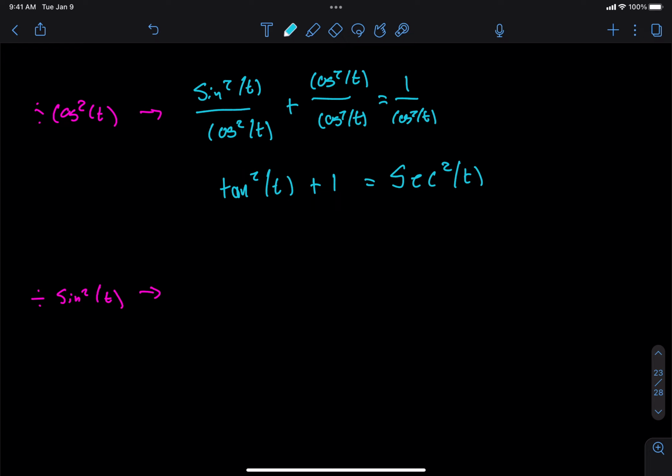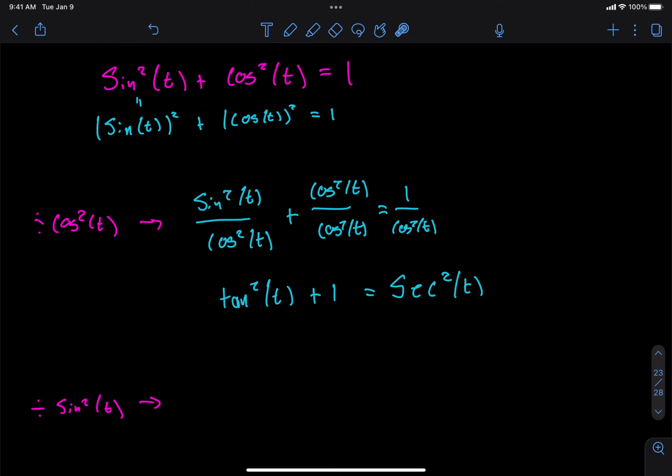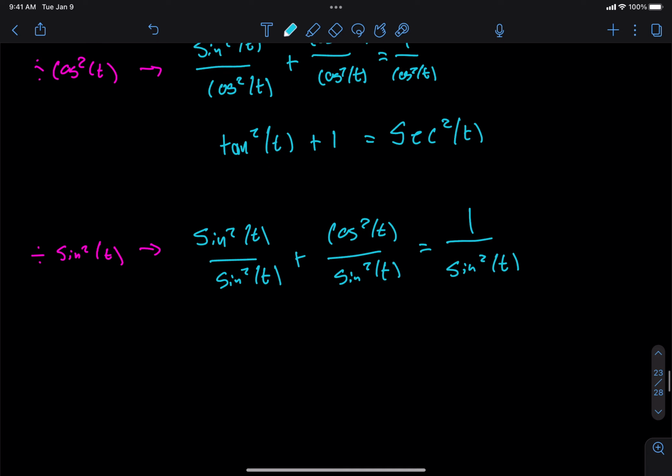So next up, I take this one and I divide by sine squared this time. If I do that, then I will get sine squared of t divided by sine squared of t plus cosine squared of t divided by sine squared of t is equal to 1 divided by sine squared of t. And if I simplify, sine squared over sine squared is 1, plus, what's this going to be? Cosine squared divided by sine squared? It's going to be cotangent squared. And that's equal to what? Cosecant squared.